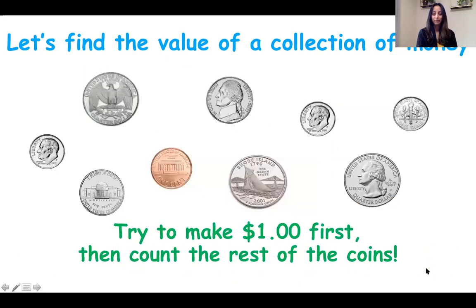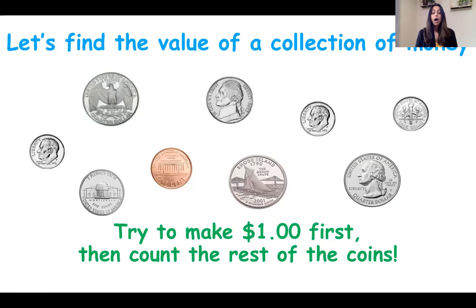Let's try one more. Here again, we have a bunch of coins. They're not organized or arranged in order from greatest to least. And I also don't see any dollar bills. But does that mean we don't have enough money to make $1? No, we probably do have enough money to make $1. So let's try to make $1 first and then count the rest of the coins.